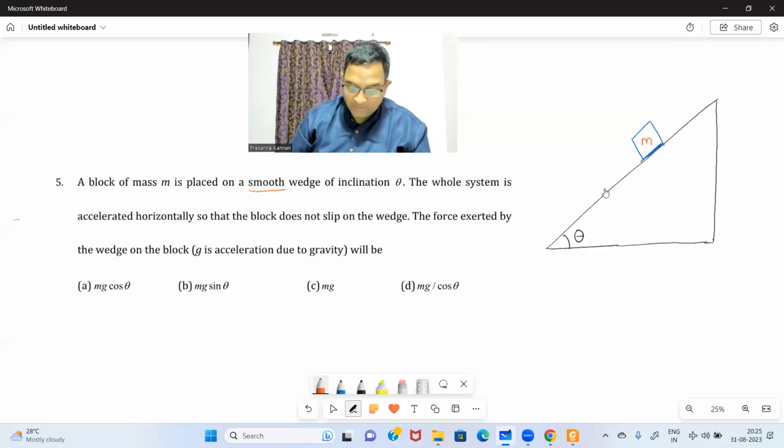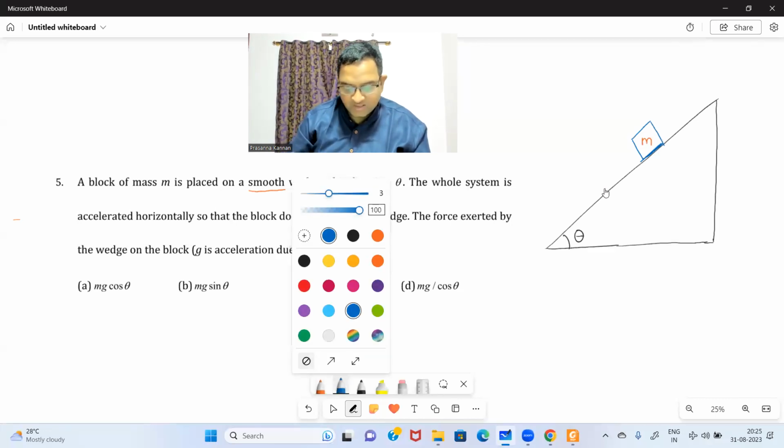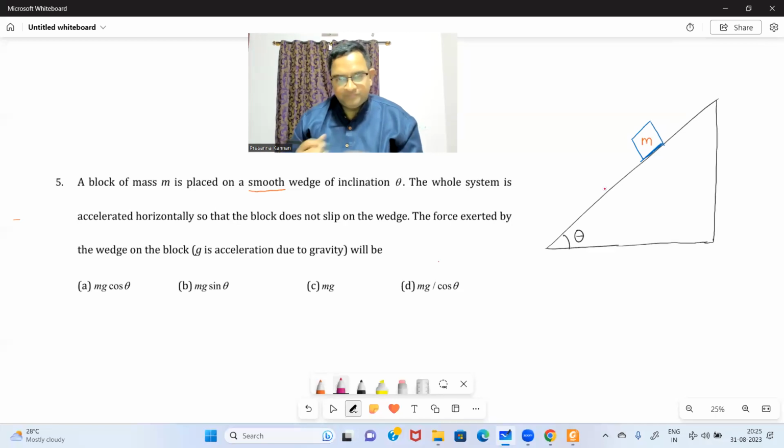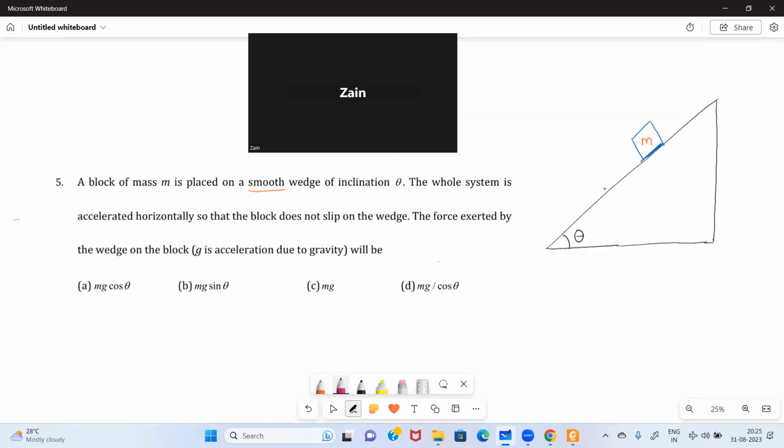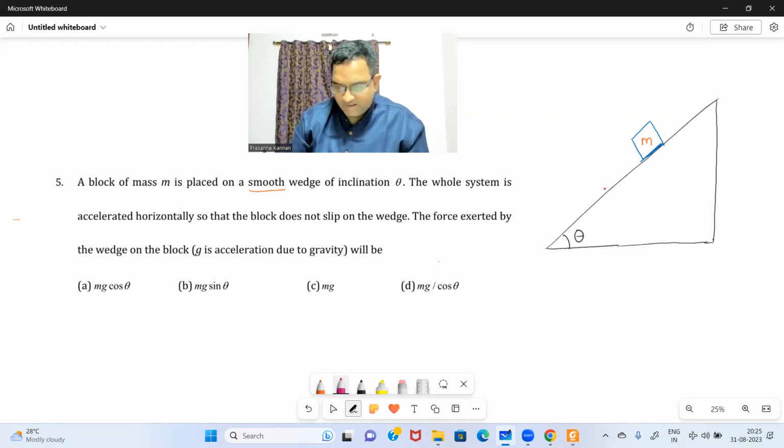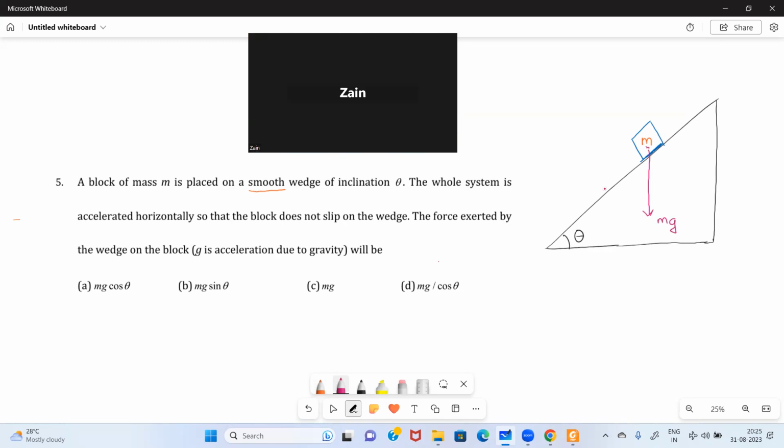Now, can somebody tell me what are all the forces acting on this mass, students? Gravitation. Yeah, Zain, tell me. Gravitational force. Yes, gravitational force acting on this mass, which will be vertically down. Yes, very good. Normal force. Very good.